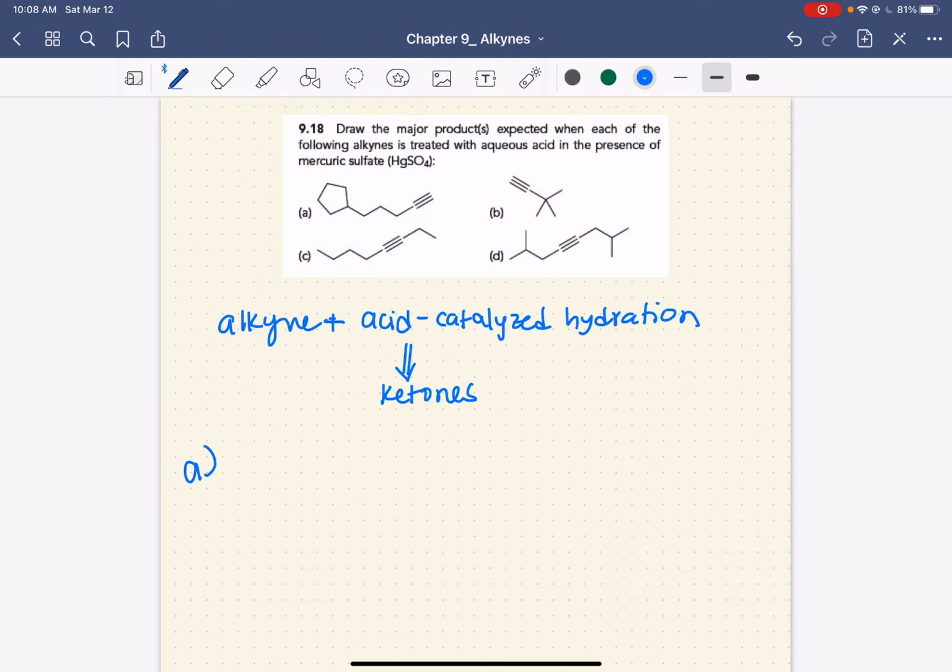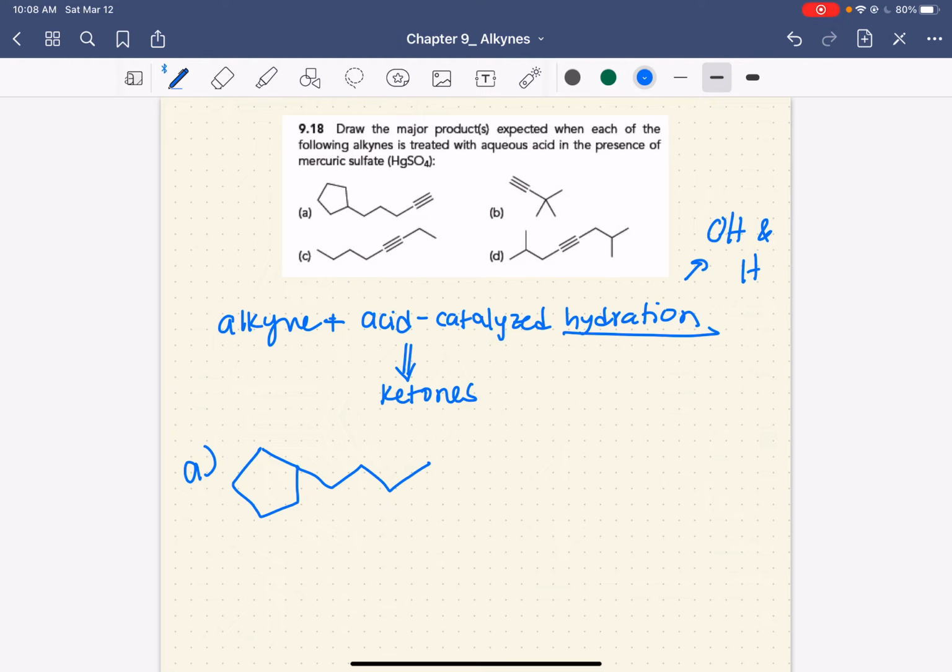We're going to look at A. Now, when treated with this aqueous acid in the presence of our mercury sulfate, this terminal alkyne is going to undergo Markovnikov addition of hydrogen and alcohol across the triple bond. What's our first step? It's going to form an enol. That's what we talked about. So with our terminal alkyne, we're going to be adding our hydrogen and alcohol to this triple bond. That's what an acid-catalyzed hydration is. Hydration implies that we're adding alcohol and hydrogen to our triple bond.